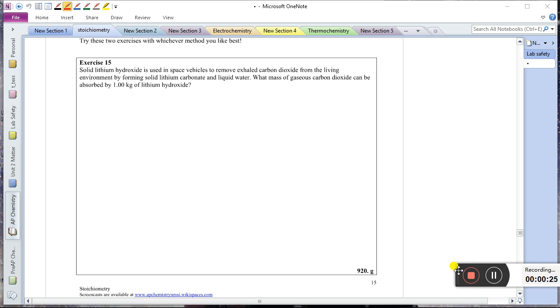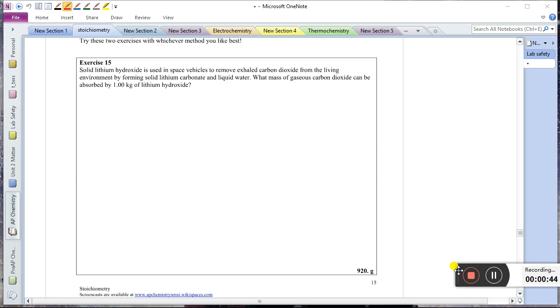Before I start this problem, what do I need before I can do any stoichiometry problem? We need formulas. What else do we need to do with our formulas? Write a balanced equation. So we're going to start by writing a balanced equation.